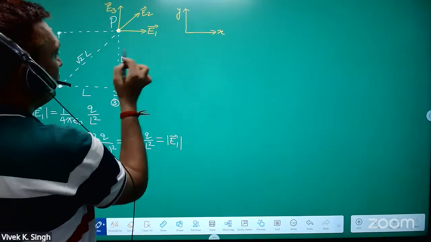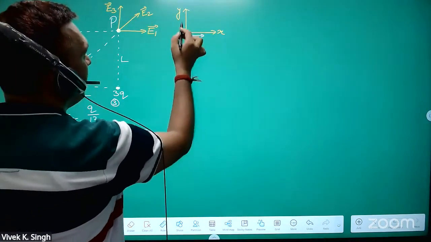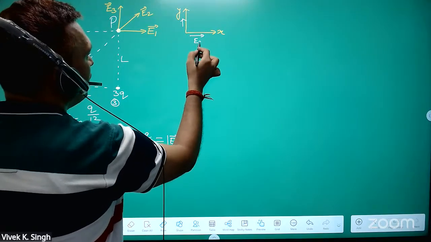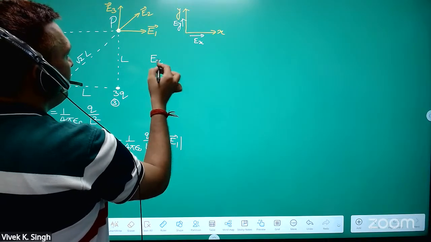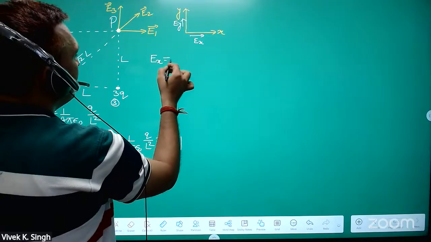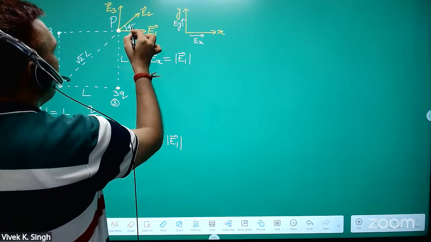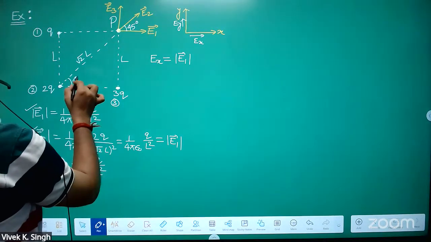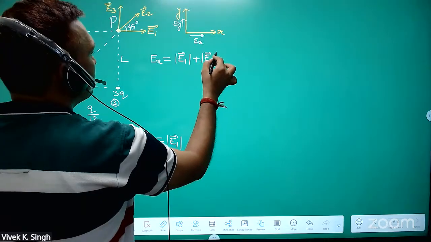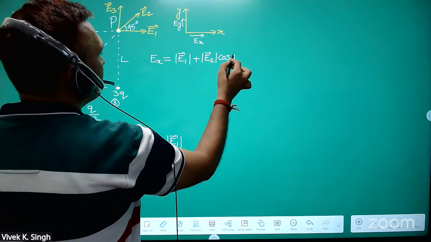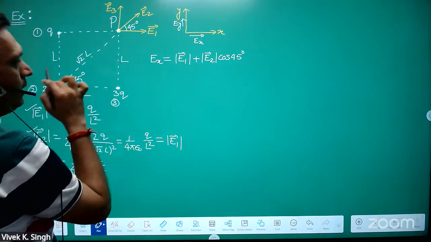Now you have to resolve E1, E2, E3 into X and Y components. You have to see the EX and EY components of the field. So EX will be given by what? Magnitude of E1, and this angle is 45 degree because it's a square. This is also 45 degree. So you will get mod E2 cos 45. And the projection of E3 along X will be 0 because the angle is 90 degree. So this is EX.